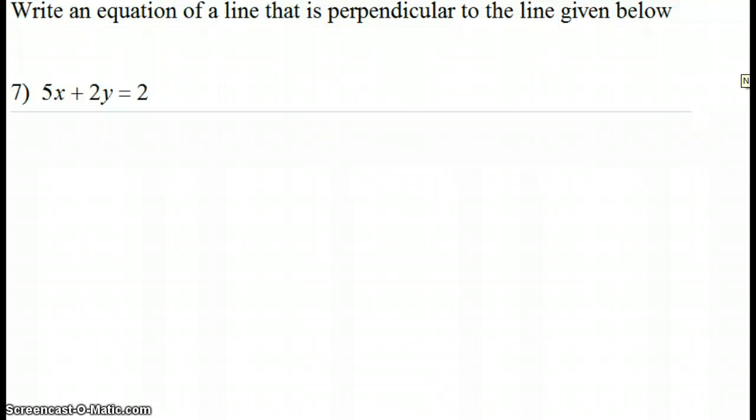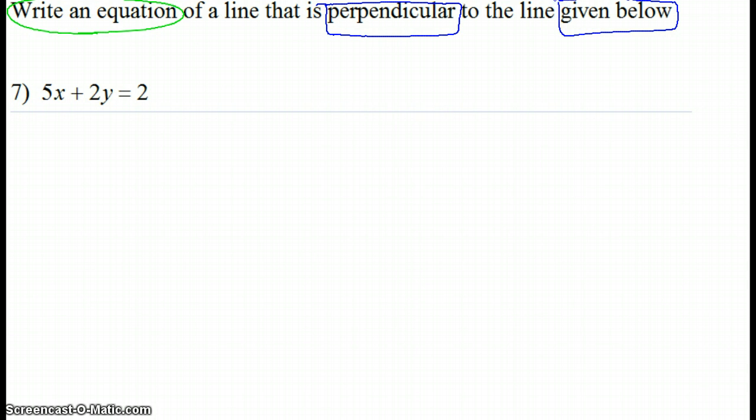Question 7. Again, we need to start by annotating our problem. Our action is to write an equation of a line that is perpendicular to the given line. Essential information, I know perpendicular slopes are opposite reciprocal. It's going to be important for me. Again, I've identified that this is not in the correct form y equals mx plus b, so I need to solve the equation for y.